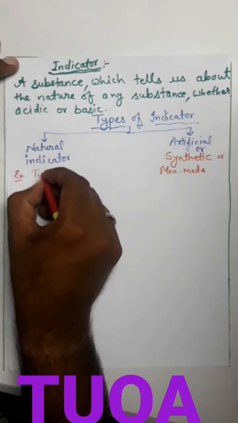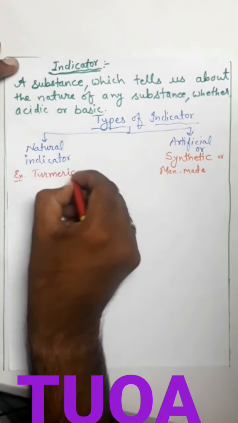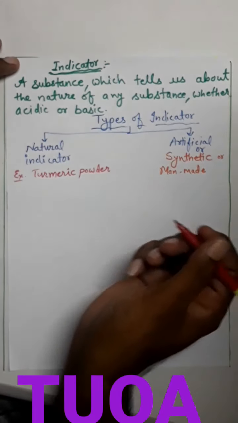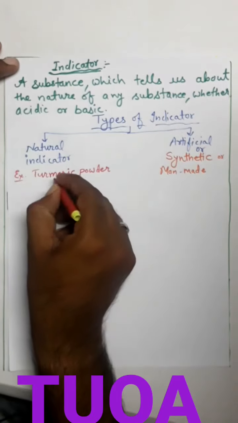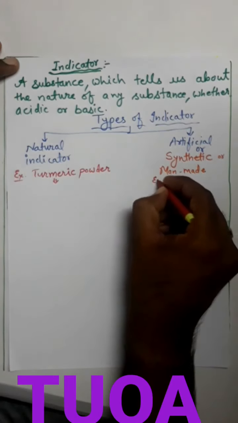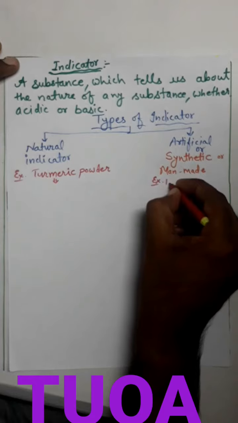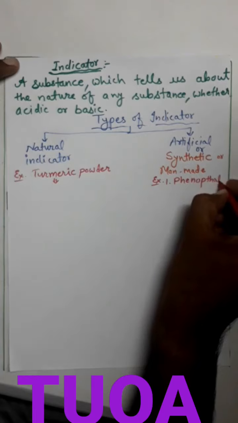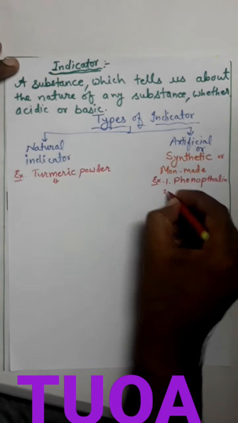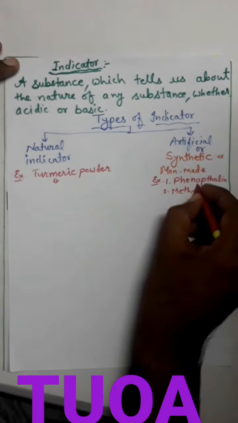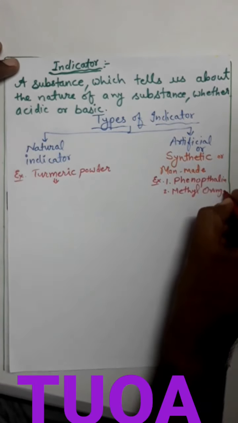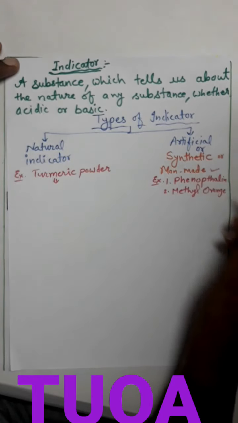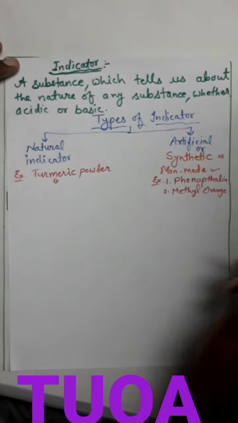Now if you go for examples, the very common example of a natural indicator is turmeric powder. We will see how it works next. Here two important examples are there. First one is phenolphthalein and the second one is methyl orange. These are two important examples of artificial or synthetic or man-made indicators.